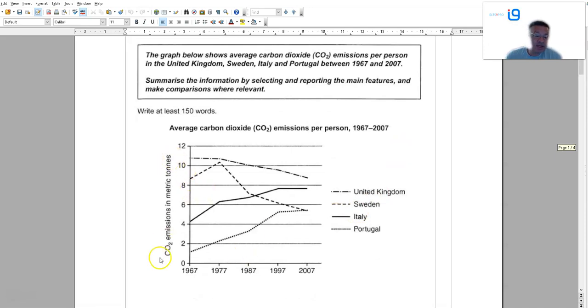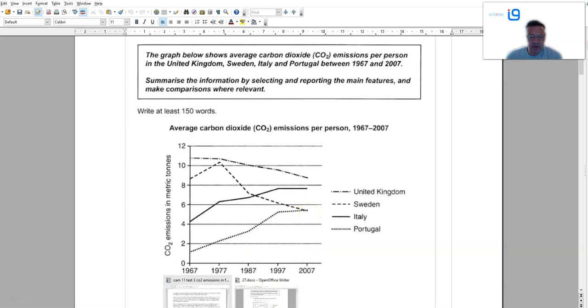So we can see CO2 in metric tons. We've got the time, so you've got the x-axis, you've got the y-axis. So pretty clear. 2 has gone down, 2 have gone up. That's it. Largest is the UK. Biggest or most significant drop is in Sweden. Italy and Portugal both went up at the same rate. And that's basically it. So, what did I do?